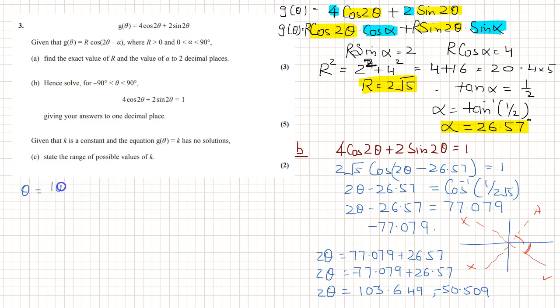So this is 103.6 over 2 and minus 50.5 over 2. So that is equal to 51.8 and minus 25.3. So that is the value of theta.